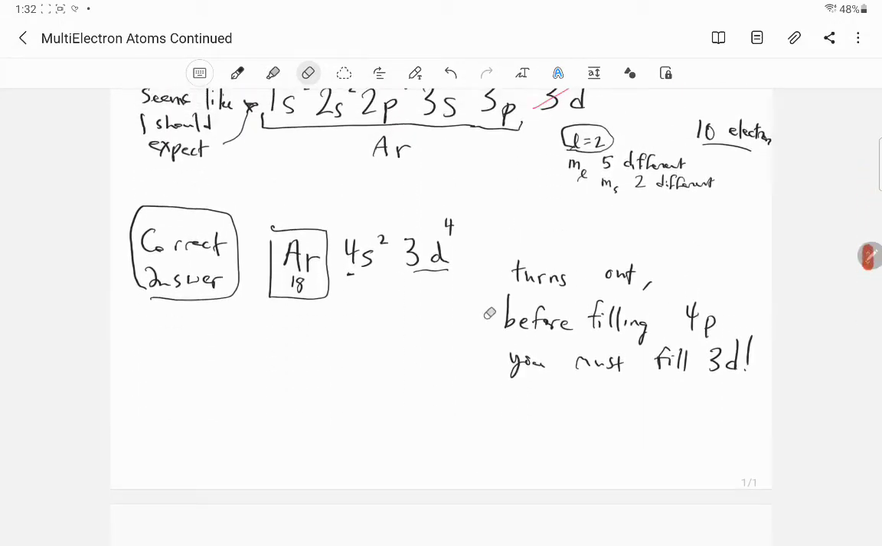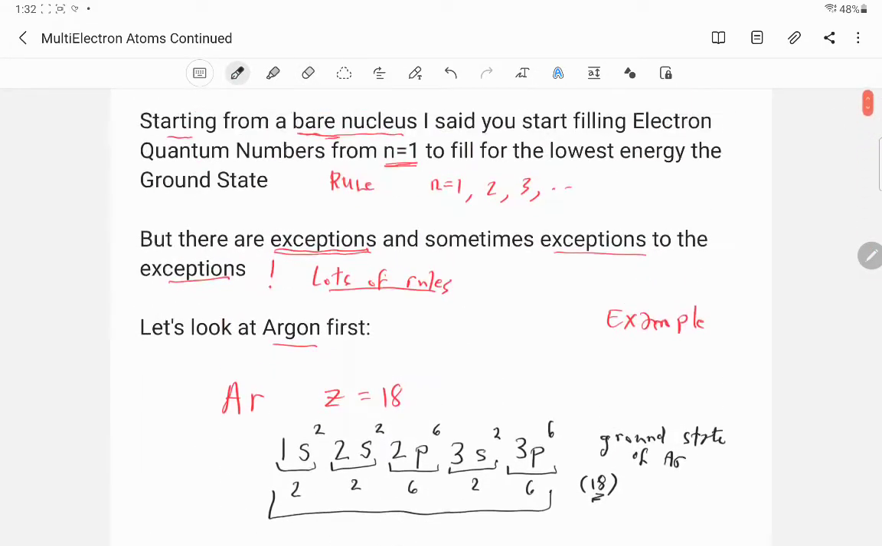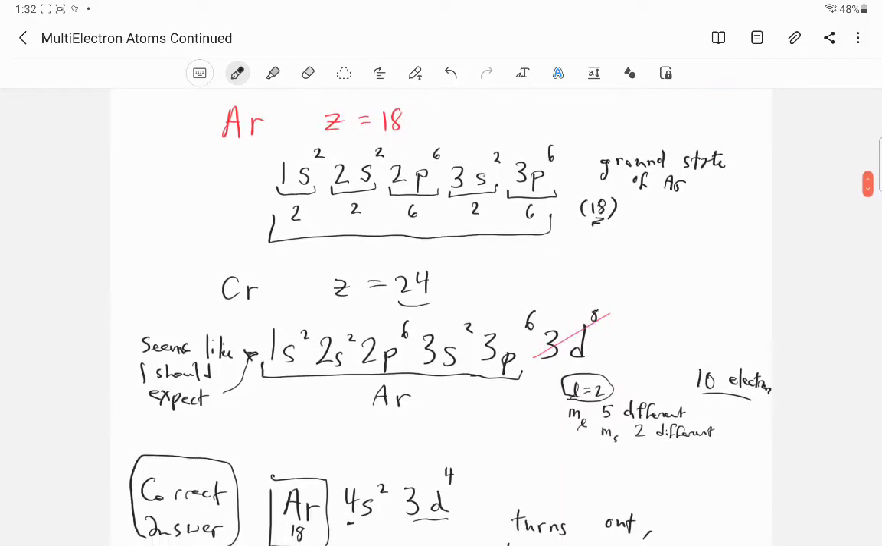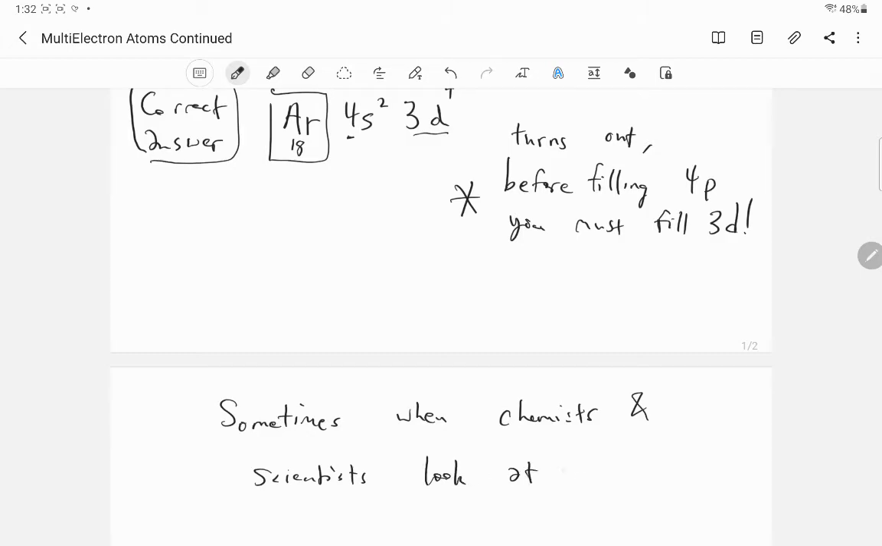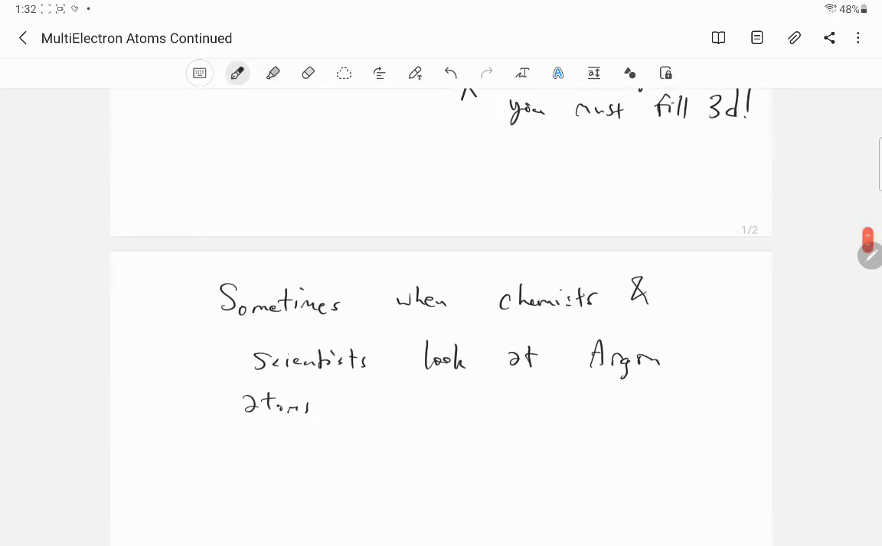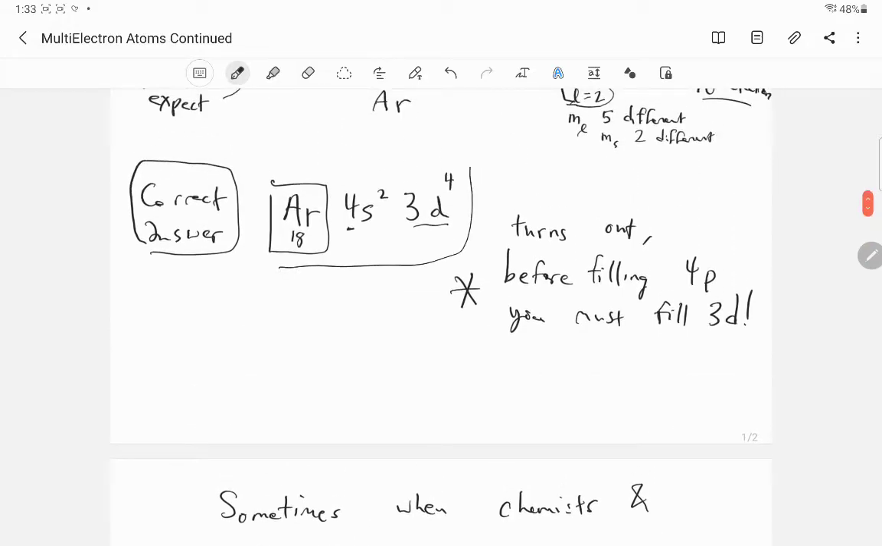And this is an exception. But now I'm going to tell you about another exception. The other exception is really strange, actually. It turns out that when chemists and scientists look at argon atoms, the behavior of an argon atom in the ground state actually doesn't even look like this one. So this is correct. I'm making a guess.